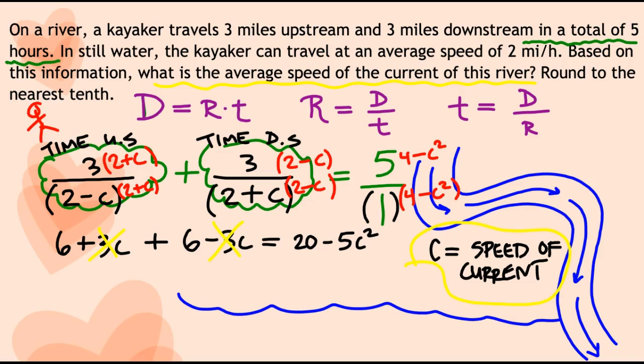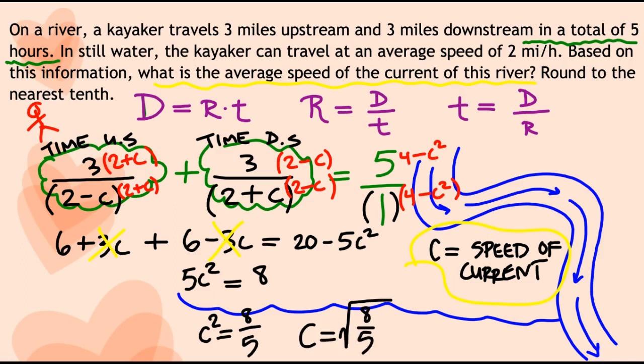And so after I manipulate this, I end up with 5c squared is equal to 20 minus 12, which is 8. Because I moved the 5 to the other side to make it positive, and then I subtracted 12 from 20 and got 8. And now I'm going to take the c squared, get it by itself. c squared equals 8/5. So the current is equal to the square root of 8/5.